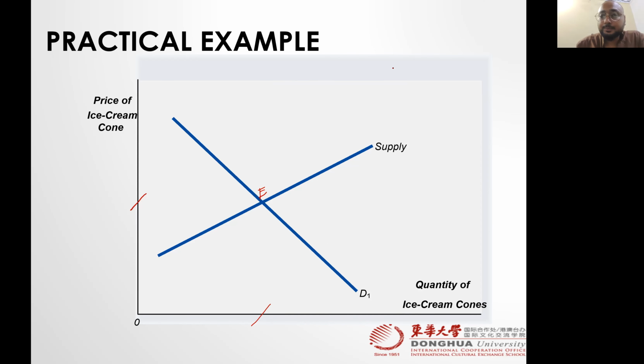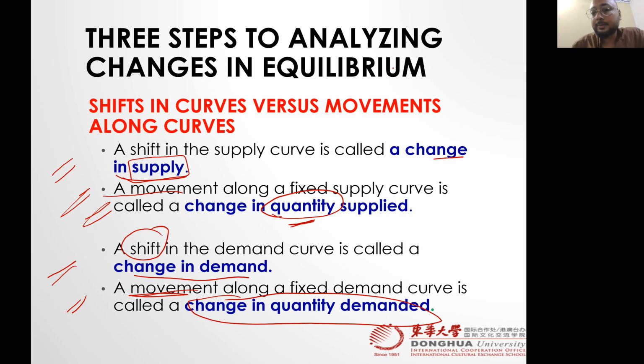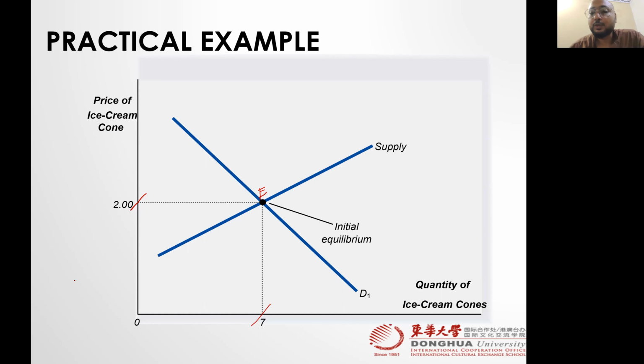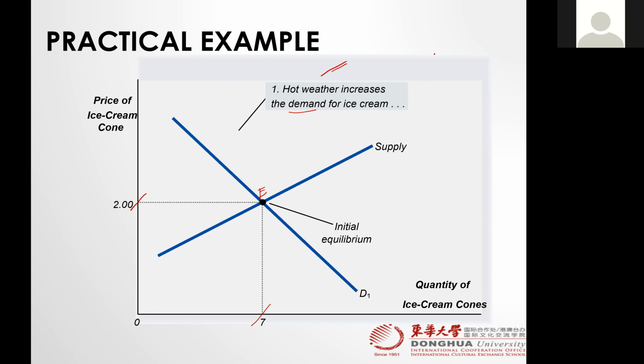So hot weather increases the demand for ice cream. We just talked about a change in only demand. There is no word quantity here, which means we're talking about a shift. The question itself says demand. So demand increase means a shift to the right. To the right, well done. So this is the demand curve, and the demand curve shifts to the right.